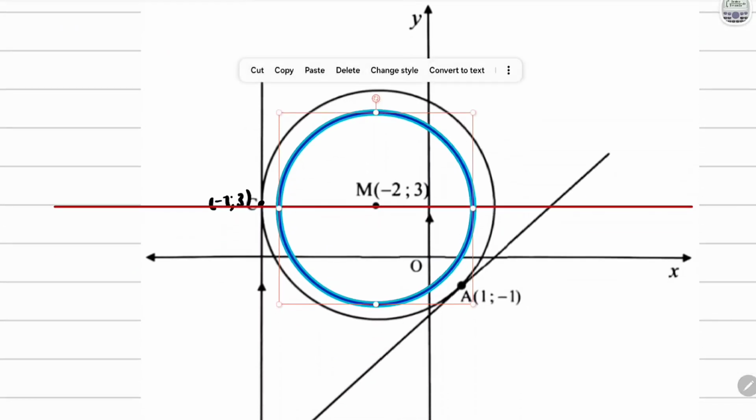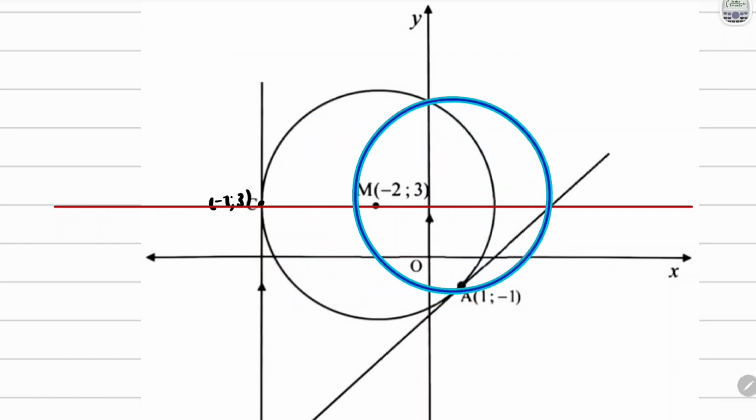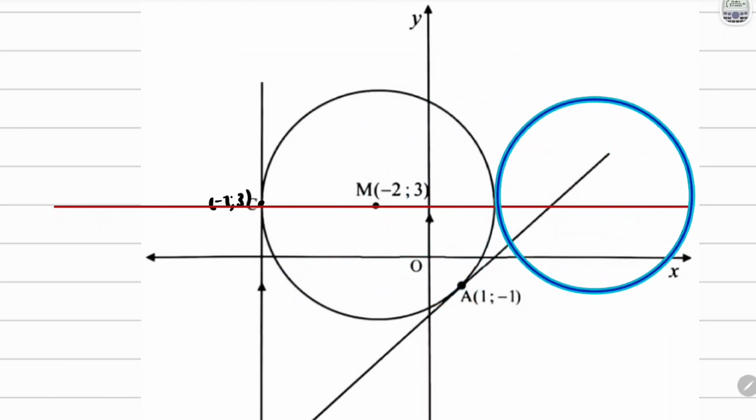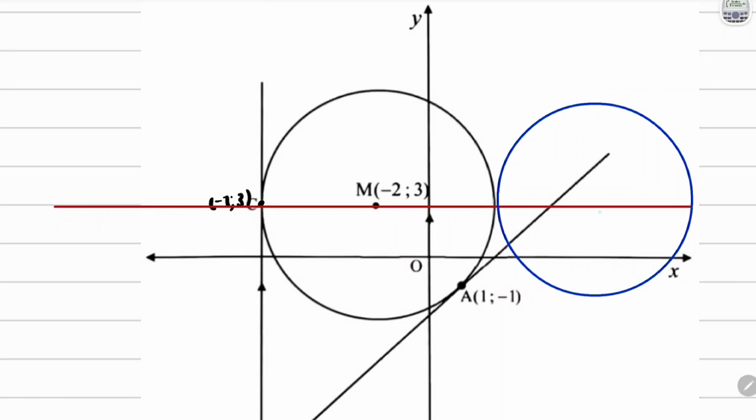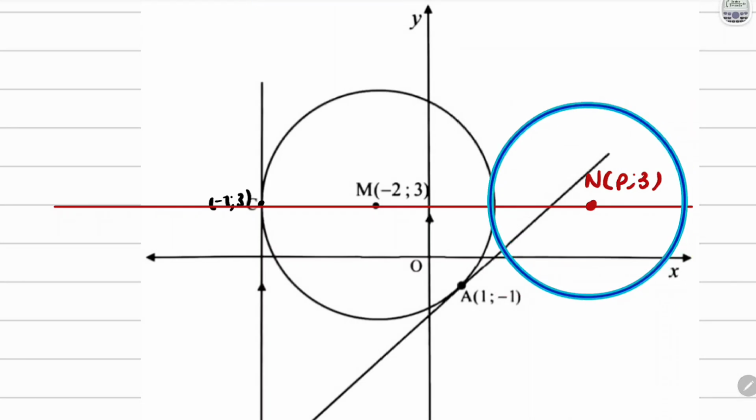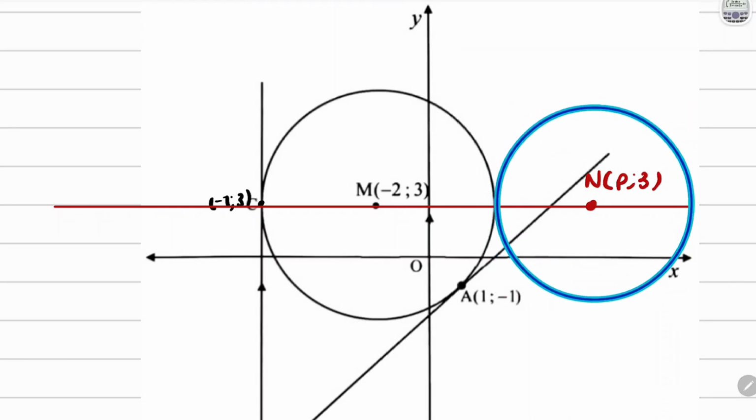So I can actually see 2 places that this circle can be. It can either be here on the right. The reason why is because let's just say it is in line, and we have our P over here, the center of it, so N, which is (P, 3). So it's horizontally in line. What happens here is that if this circle has to intersect the bigger circle at two distinct places, it needs to move to the left.